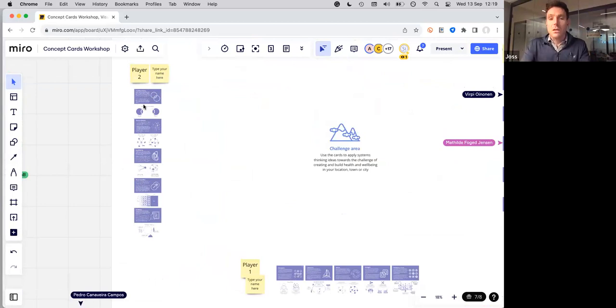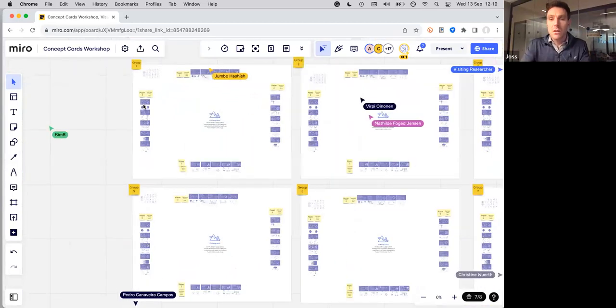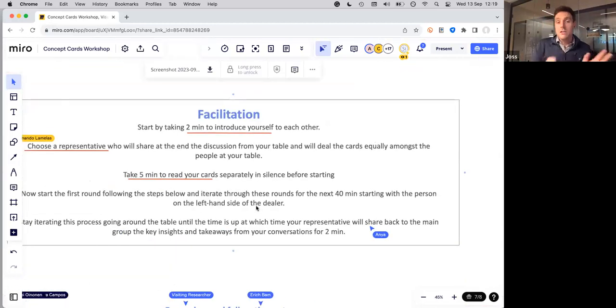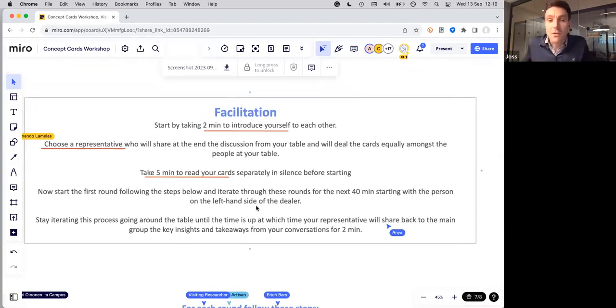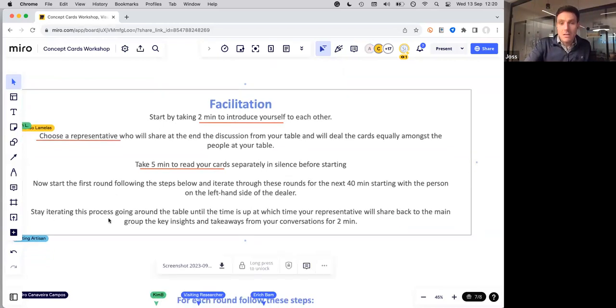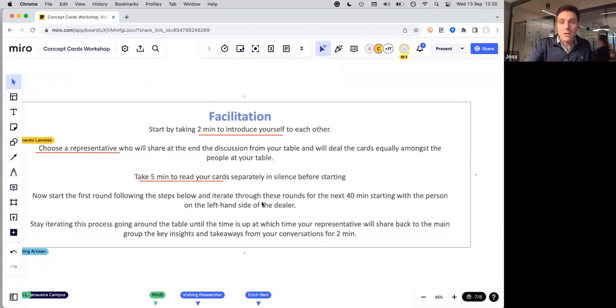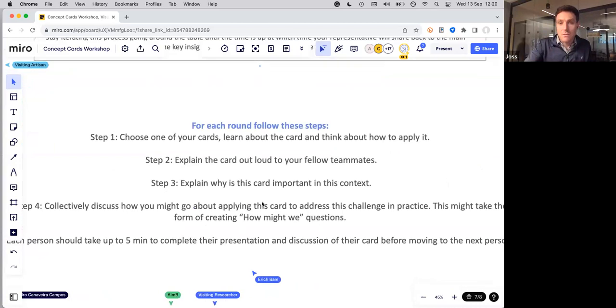So that's what we're going to do now when we go into our breakout rooms. And then you're going to start playing rounds. Now for the first round, follow the steps below and iterate through these rounds for however long you're playing this game. We might have 25 minutes or so, 30 minutes, and you're going round in circles. So this is how you play a round. Stay iterating this process. So this is the round down below here.